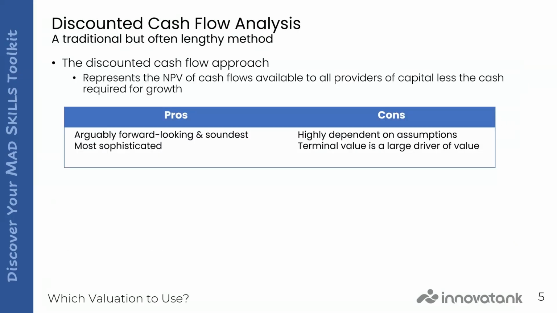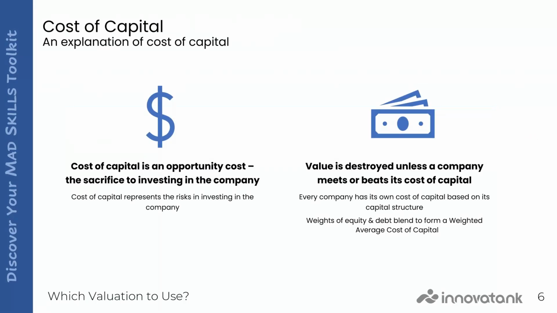Discounted cash flow is the most sophisticated and forward-looking method. It calculates the present value of expected free cash flows available to all capital providers, minus the capital requirements for growth. The key challenge is that it's highly dependent upon your assumptions, and the terminal value in perpetuity often drives most of the total value. Be cautious and test without it for a shorter-term sanity check. You can use the weighted average cost of capital, WACC, as the discount rate. The company must beat its cost of capital or it destroys value.